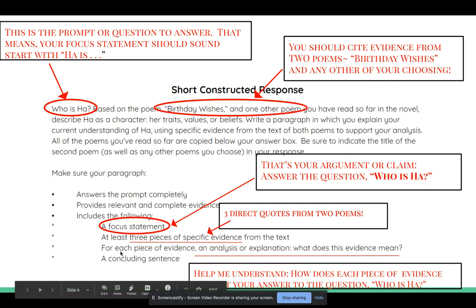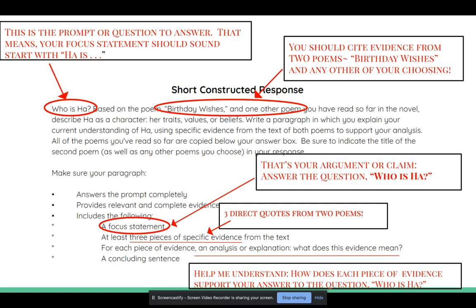So then I also want you to notice that for each piece of evidence, you include an analysis or explanation. What does this evidence mean? In other words, you help me understand, how does each piece of evidence that you get from your 2 poems work to answer your question, who is Ha? How does that evidence prove your point? Without that analysis, without that explanation, your argument sounds incomplete and hollow.